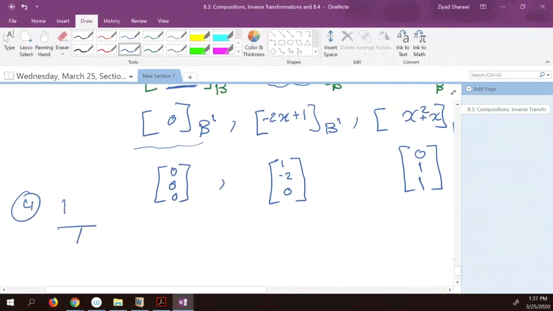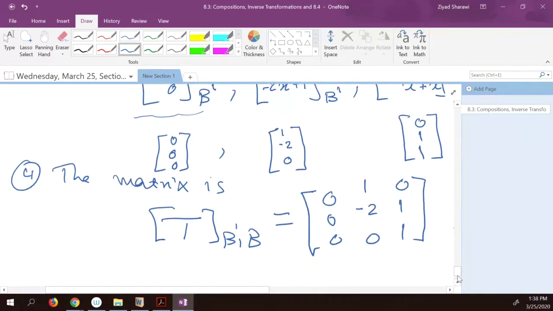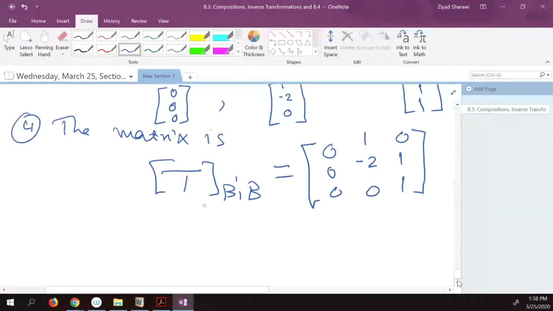For the matrix, this is how we write it. T, the matrix P prime P, is you take the coordinate vectors and put them as columns. That is your matrix. This matrix will do the same job as the formula that you have. If you don't believe me, I can clarify it further.